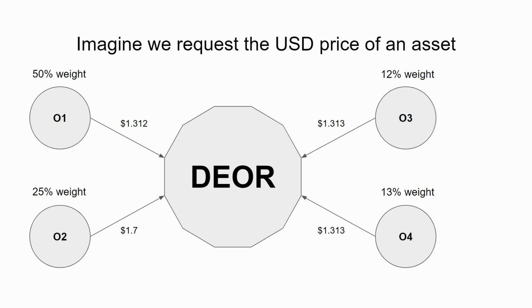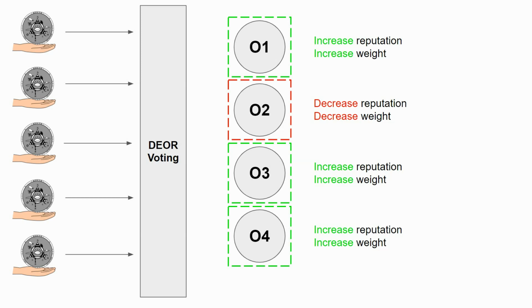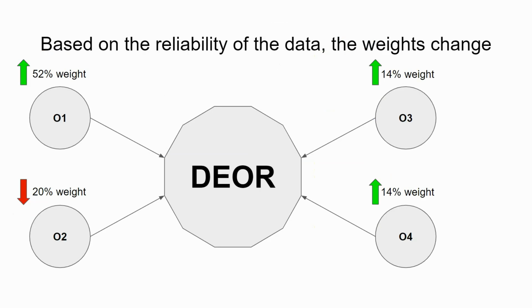So let's take a scenario where we want to pull the USD price of a particular asset. And we can see here from the 4 oracles that were brought into DEOR, one of them is a clear outlier. So DEOR holders can just immediately vote to increase reputation of Oracle 1, 3, and 4, which had reasonable values, and Oracle 2 will be downvoted because it was clearly an outlier. And then the next time that this query is made, the weights reflect the reliability of the Oracle data. And of course, this is very dynamic, so a new round of voting could change everything. So you have actually a non-static system that allows you to really gauge the quality of your data in real time.